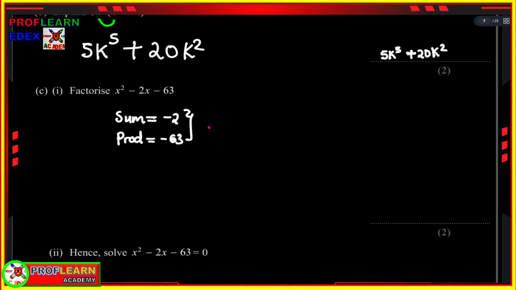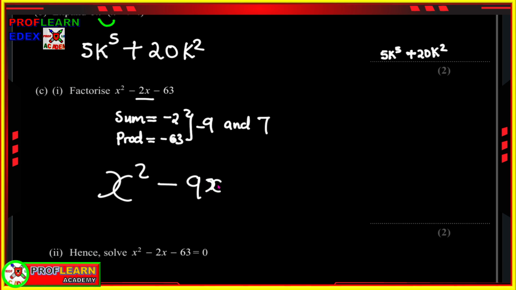Two numbers, we shall have 9 and 7. So if we have 7, we have to decide which one is going to be negative, because we need the larger number to be negative, so that if you add, you are going to get -2. So we are going to express the middle term here in terms of the two product of numbers. So it will be x squared minus 9x then plus 7x. Then we shall say minus 63.